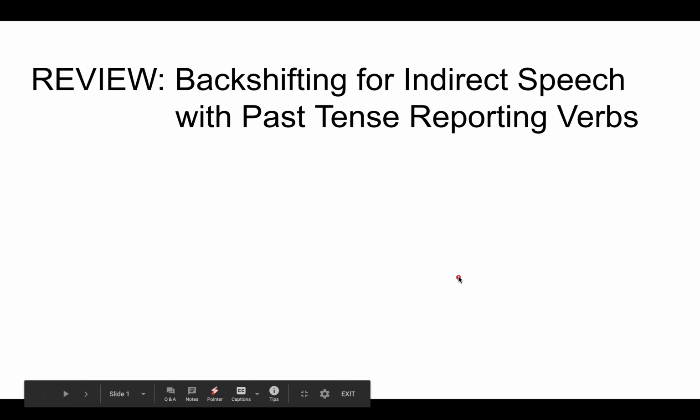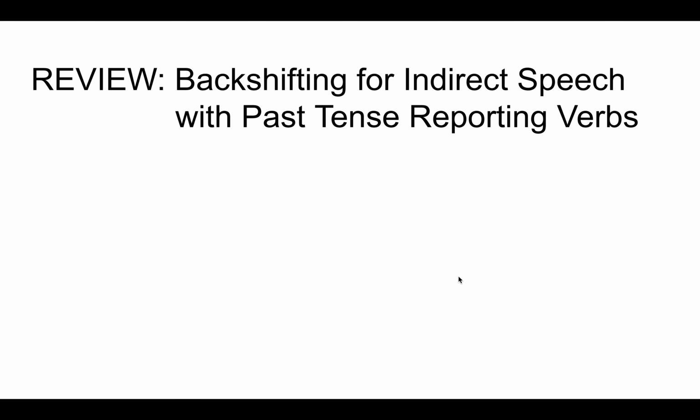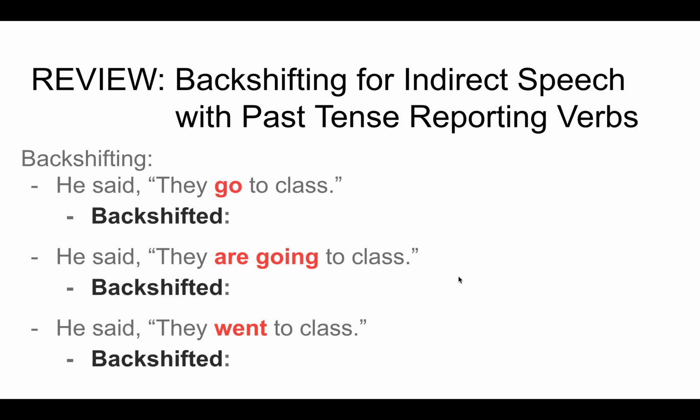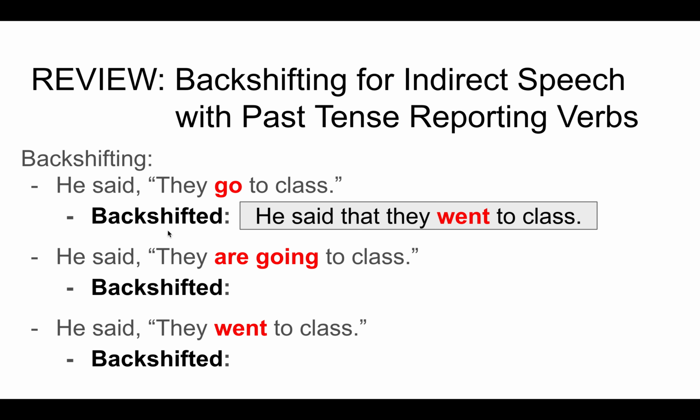I will review backshifting for indirect speech with the past tense reporting verbs. So let me refresh your mind. Backshifting basically means placing the verb in the that clause further into the past for reporting, for indirect speech. For example, if we have direct speech, he said they go to class. If it's backshifted for indirect speech, we would say he said they went to class. The verb go is backshifted to the past tense, so it's went.